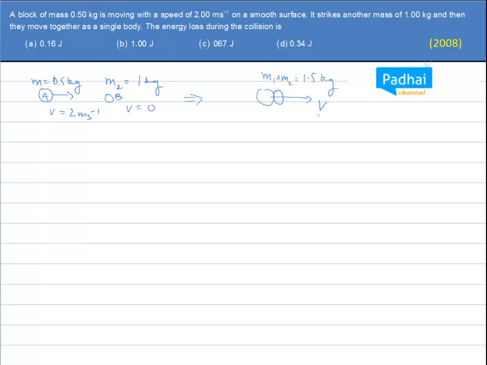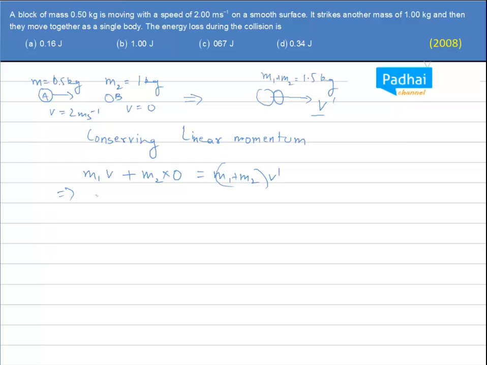First of all, let us calculate with what velocity they will be moving. When they collide, we cannot conserve energy, but we conserve momentum since there is no external force acting on the system. So we are conserving linear momentum. What was the initial momentum? It was m1 into v plus m2 into 0, because this was at rest. This will be equal to m1 plus m2 into v dash, if this is v dash.